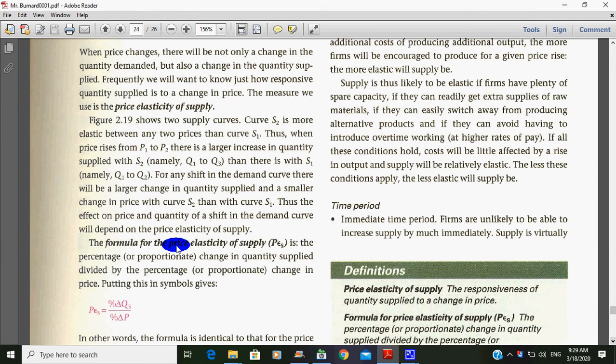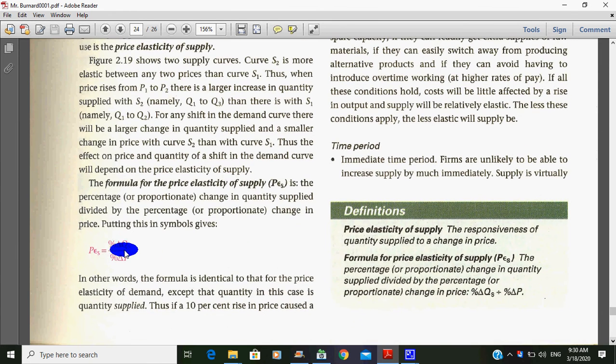The formula for the price elasticity of supply is the percentage or proportionate change in quantity supplied divided by the percentage or proportionate change in price. Putting it all together, you have this formula which you should write down, please, gentle folks. That's the price elasticity of supply. Same principle applies as to demand. In other words, the formula is identical to that for the price elasticity of demand, except that quantity in this case is quantity supplied.